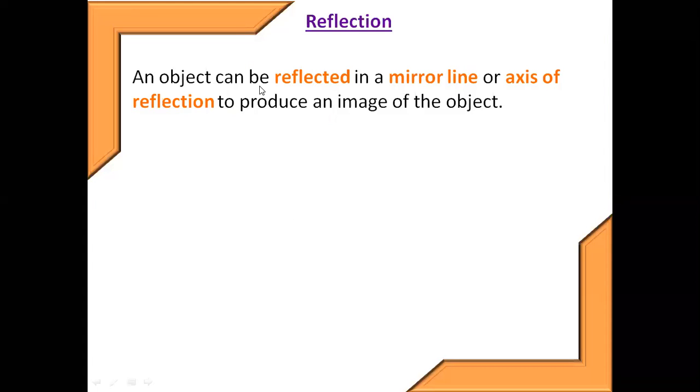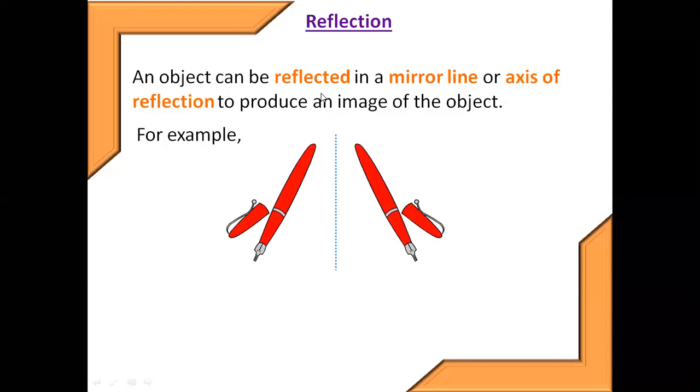An object can be reflected in a mirror line. Okay, so we call the line that we reflect our shape about the mirror line. So this is a mirror line. And of course, the mirror line will be given to you. Or axis of reflection. What do they mean by axis of reflection? They mean the x-axis or the y-axis, okay, or the mirror line. They sometimes call it axis of reflection, but in general, we use mirror line to describe it. So we use it to produce an image of the object that we're talking about.